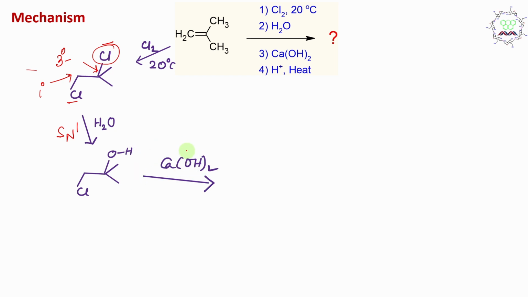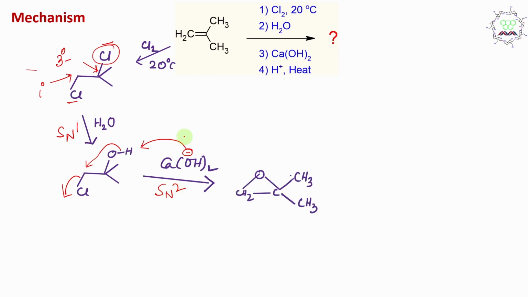Now, this tertiary alcohol reacts with calcium hydroxide. Remember, calcium hydroxide is a weak alkali where this OH minus can abstract this proton. And what can it result? This oxygen anionic lone pair can attack from the backside of this chlorine, and via SN2 pathway, it can result in epoxide.